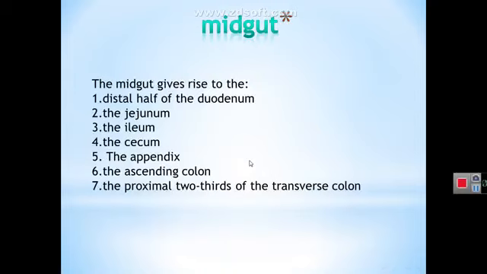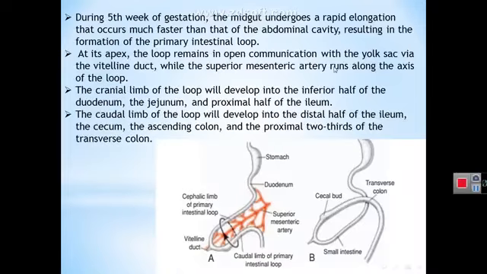Midgut gives rise to the distal half of the duodenum, jejunum, ileum, cecum, appendix, ascending colon, and the proximal two-thirds of the transverse colon.